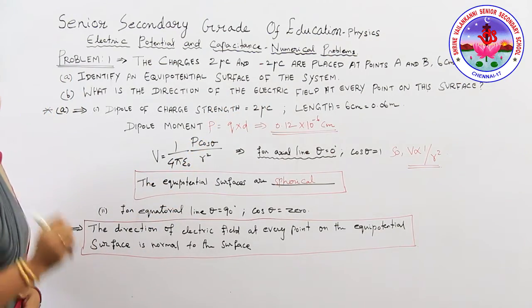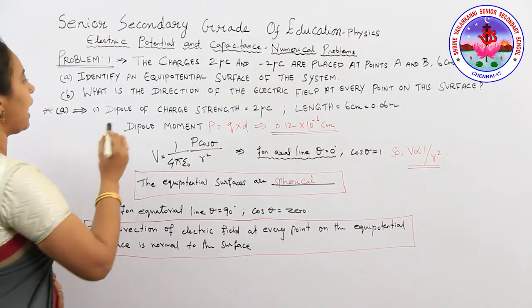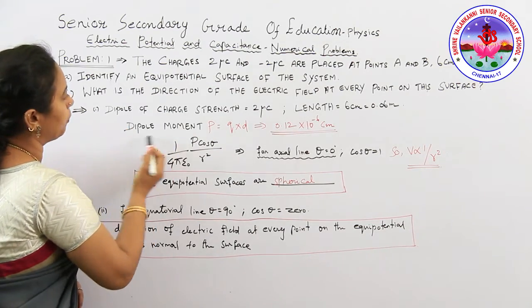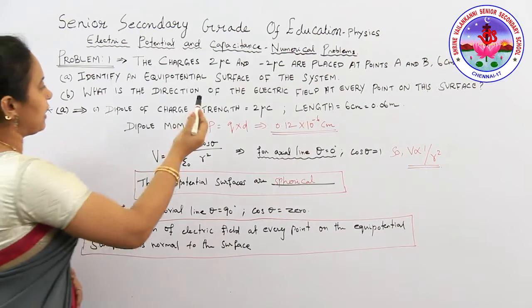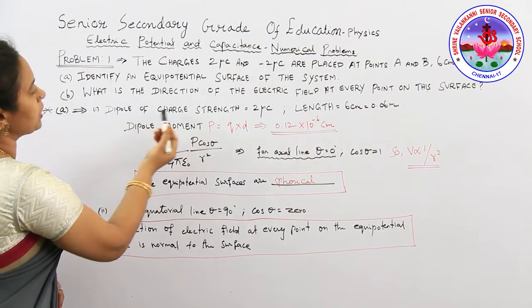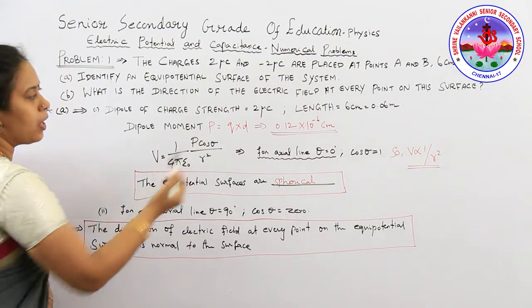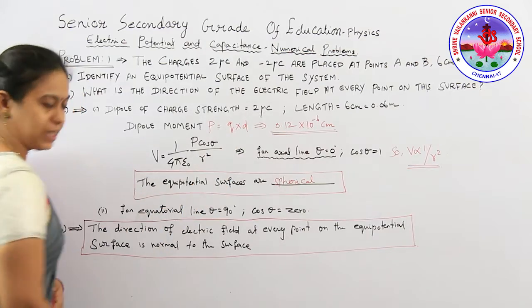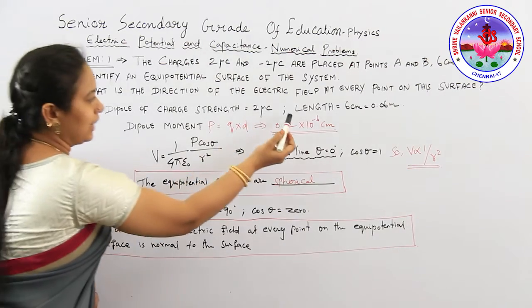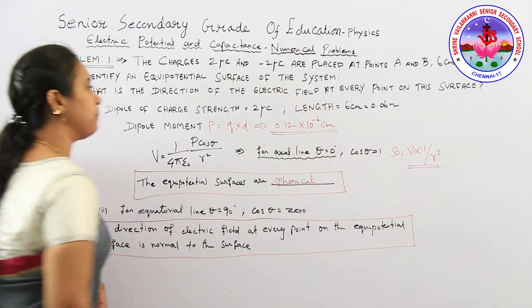So, you have to take for that both the axial and the equatorial. To know about that, you must know what is dipole moment. First, we will write all the given. The first one, they have given dipole charge strength. The charge which they have given is 2 μC, and the length which is 6 centimeter, we have converted into 0.06 meter.